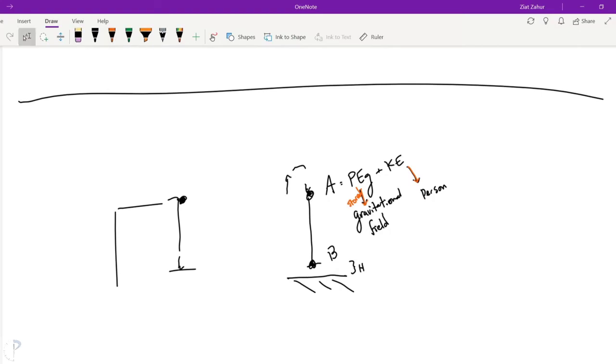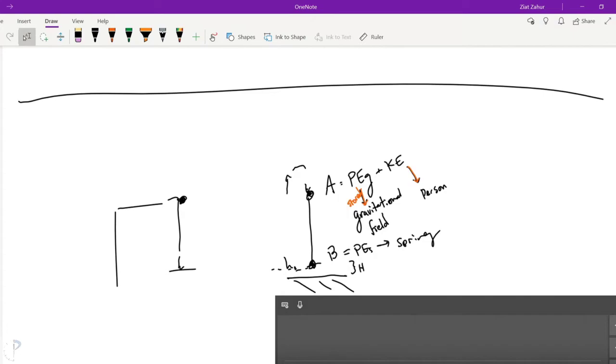By the time you get to the bottom, remember h0 is actually at B. So you have 0 gravitational potential energy, 0 mgh at B. So therefore, all of your energy is now PES. And PES is stored within the spring. The spring has the energy. All right.